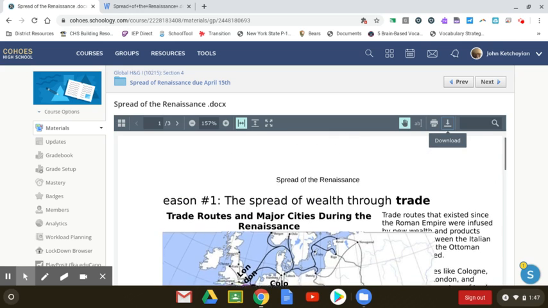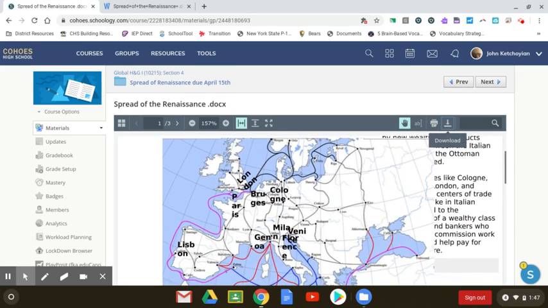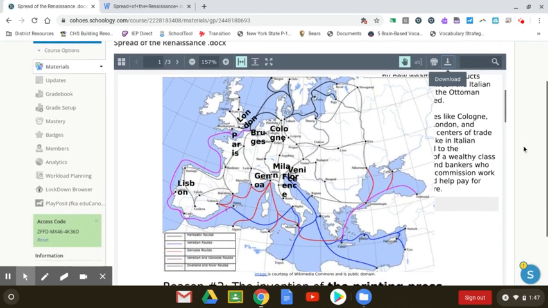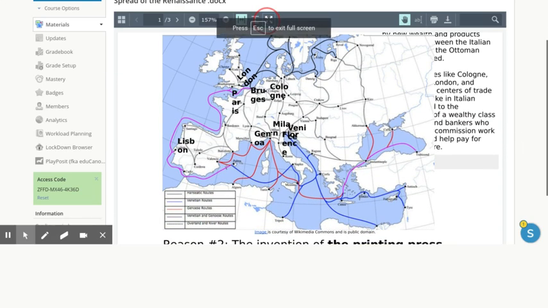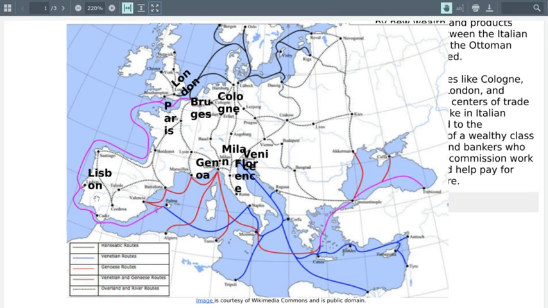So we're going to read for the spread of the Renaissance, reason one. Here's the map we're going to be looking at. Let's see if we blow this up this way. Maybe that'll help too. It still has the picture around it, but we can see the map a little bit, and we can see all the different areas. These are different cities on the map. We have London, Paris, Milan, Vienna, Florence, Genoa, Lisbon.